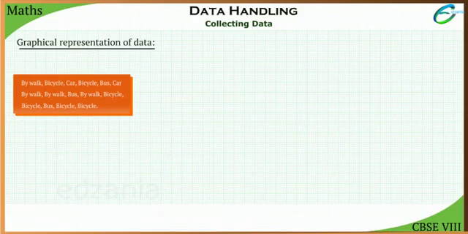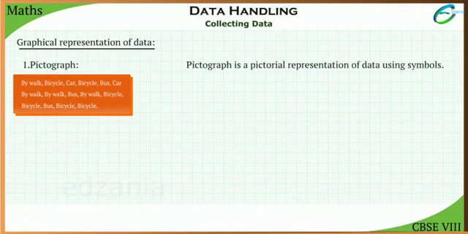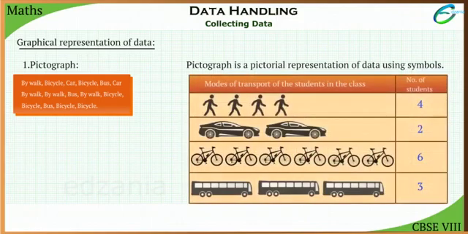Let us recall different types of graphs. The first one is a pictograph. It is a pictorial representation of data using symbols. Let us represent the above information in the form of a pictograph. Each picture represents the mode of transport of each student.